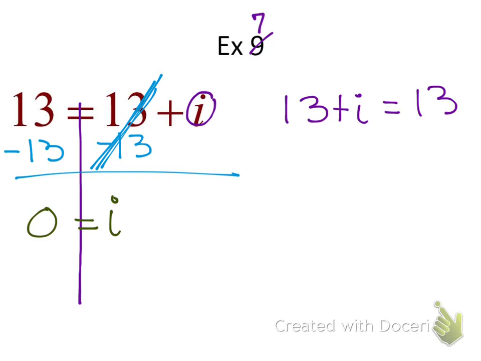Except, did you notice that I put a box around that at first? Because I'm not used to switching them yet. So what's my final answer going to actually look like? I equals 0, without the box. There you go. Okay.